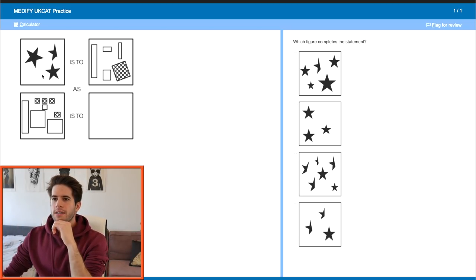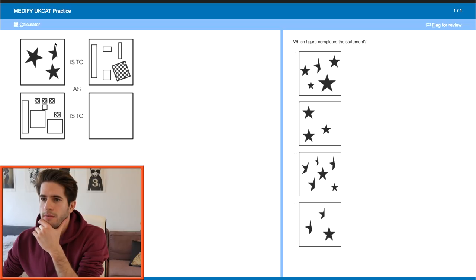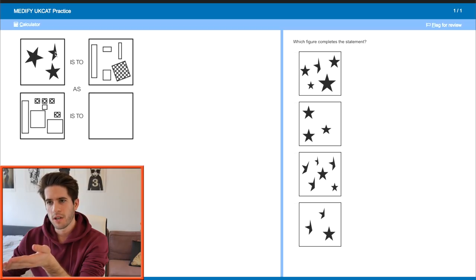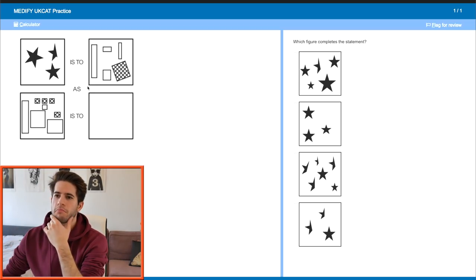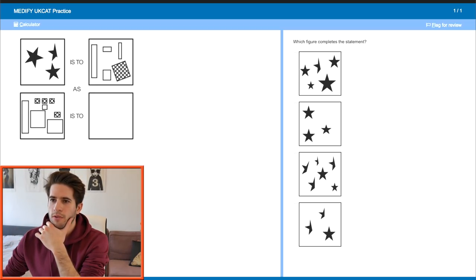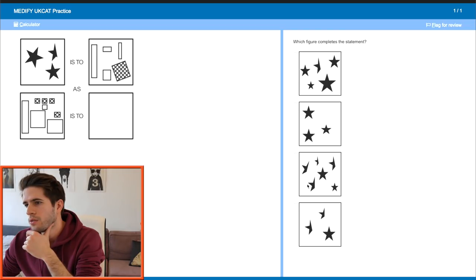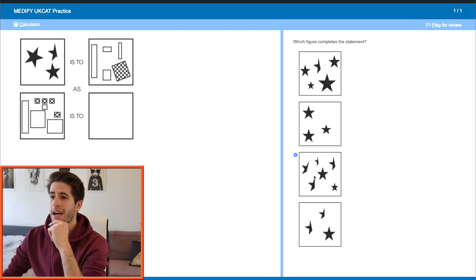So this is to this as this is to that. What do we have here? Star, half star, star. 2.5 stars becomes 1, 2, 3, 4, 5 shapes. Maybe 2.5 stars becomes 5 total shapes. So maybe here we have 1, 2, 3, 4, 5, 6, 7, 8. So this needs to have 4 stars in it. 1, 2, 3, 4. All right, so we have a bunch of half stars that make up.